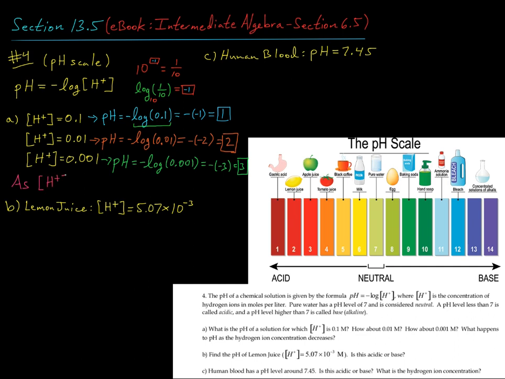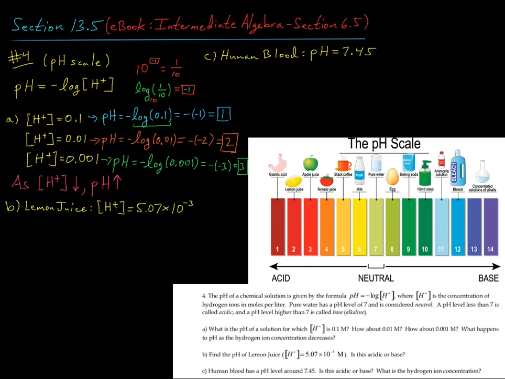Okay, so then we can say this: as the hydrogen ion concentration, this H plus, goes down, what's going on with our pH? It's going up. So as we move to the right on the scale, the hydrogen ion concentration is decreasing. All right, how about B, lemon juice?